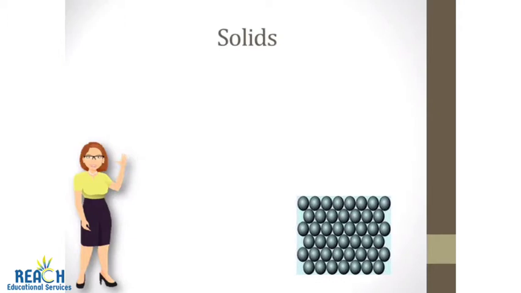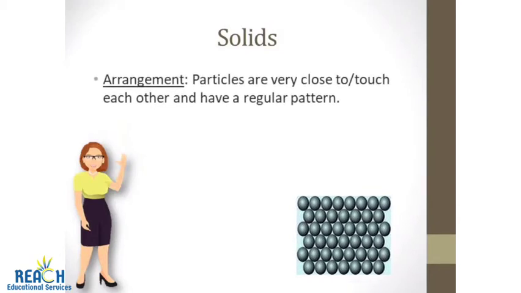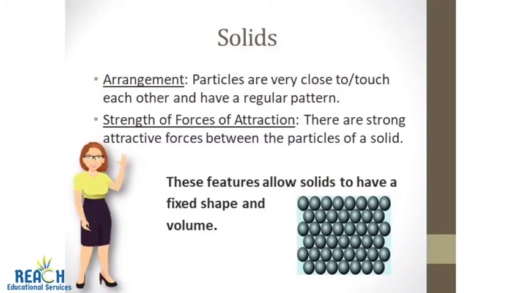If we look at any solid object, one of the most noticeable features is that solids have a fixed shape. This is due to the way the particles are arranged. Solid particles are very close to each other, touching even, and they are organized in a regular pattern. The rigid arrangement of the particles is due to the very strong forces of attraction that exist between these particles, allowing solids to maintain a fixed or definite shape and volume.